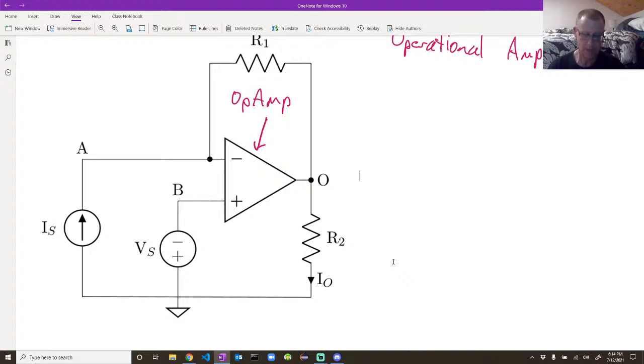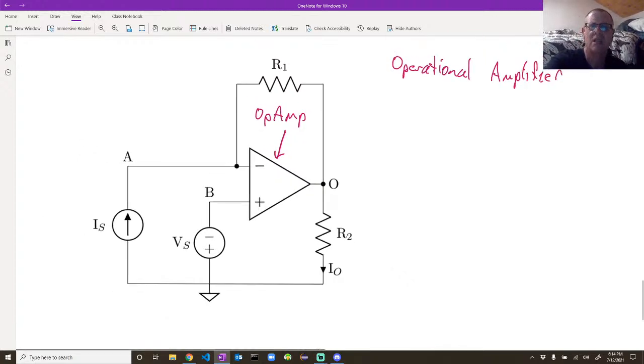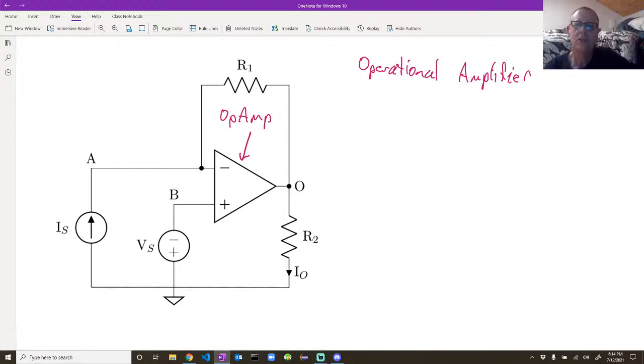And in this course, we don't really deal with real operational amplifiers. What we're actually looking at are ideal operational amplifiers. And there's a few things about ideal op-amps that we need to know.